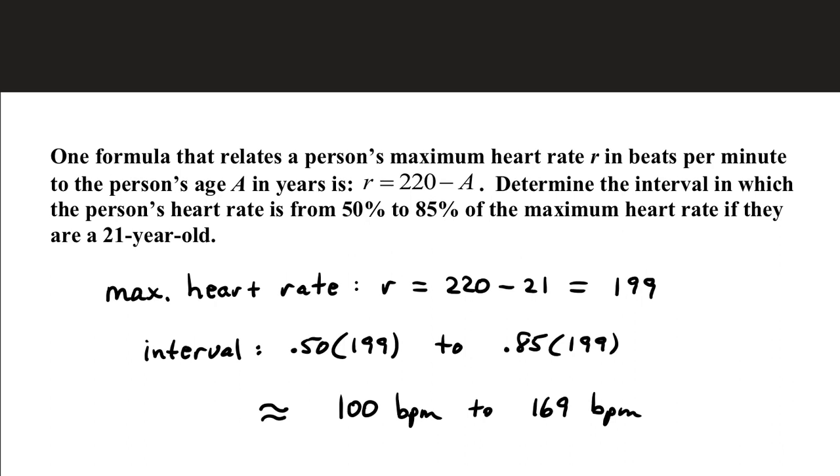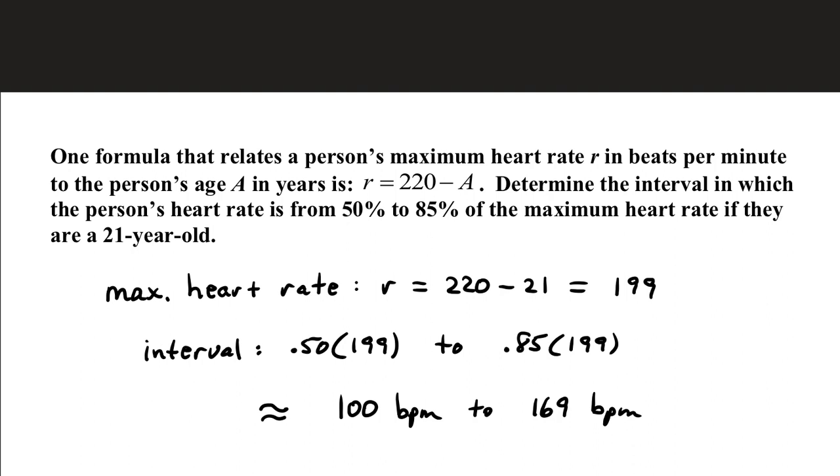One formula that relates a person's maximum heart rate in beats per minute to the person's age in years is R equals 220 minus A. Determine the interval in which the person's heart rate is from 50% to 85% of the maximum heart rate if they are a 21-year-old.